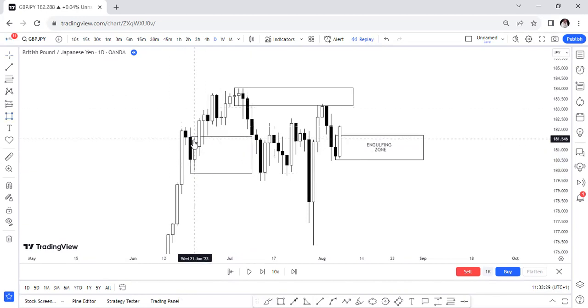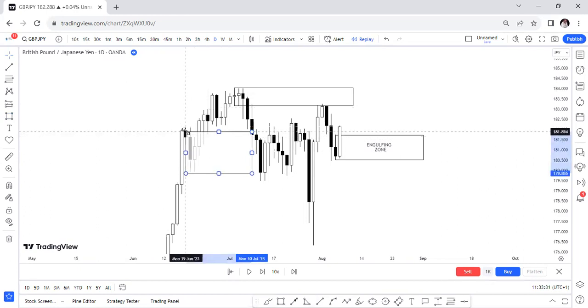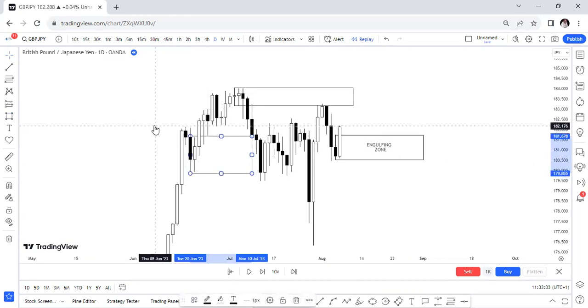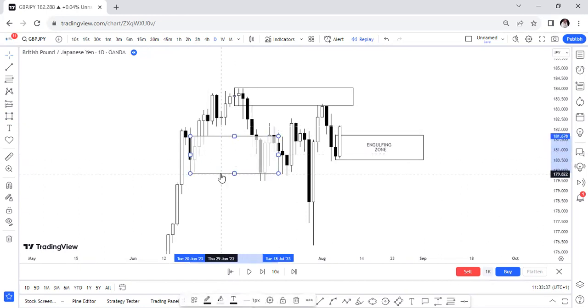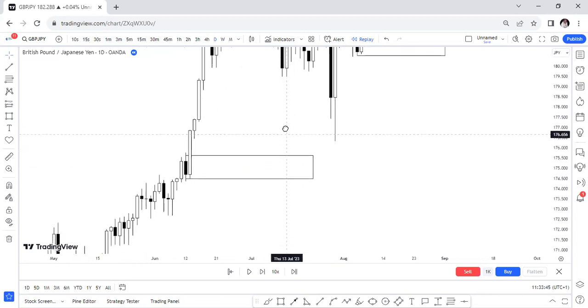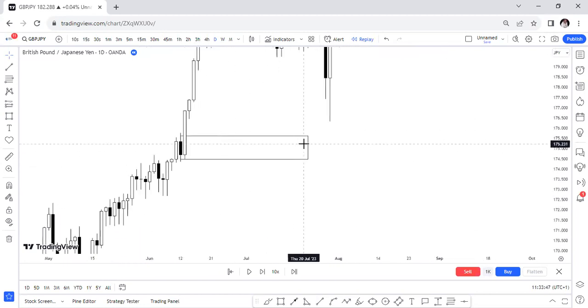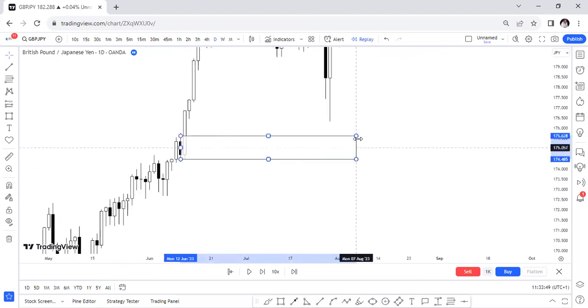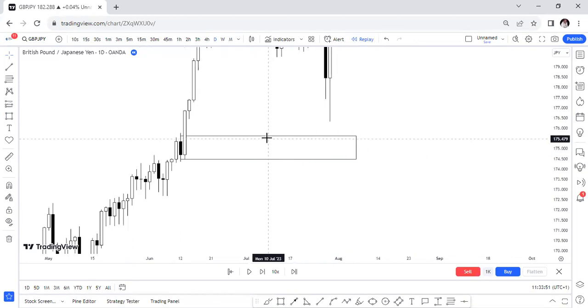Can you see it? You don't need to include this one with it. This one is okay, so it's not too large. And price tapped into this zone and went higher. That's engulfing for you. So you mark them out, because you are waiting for price to come into the zone.